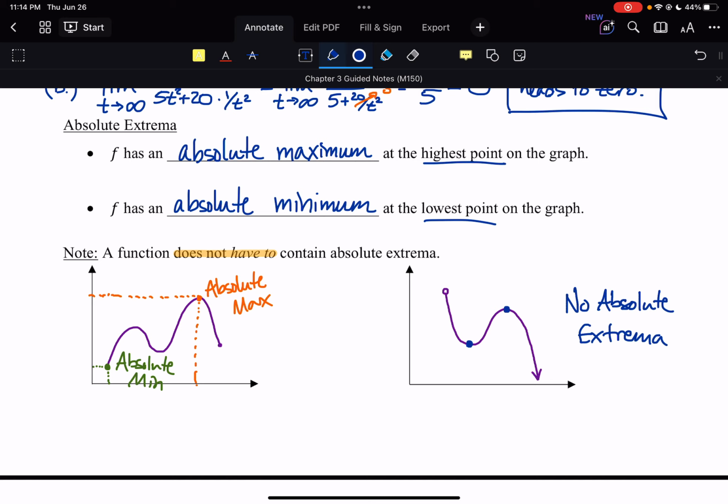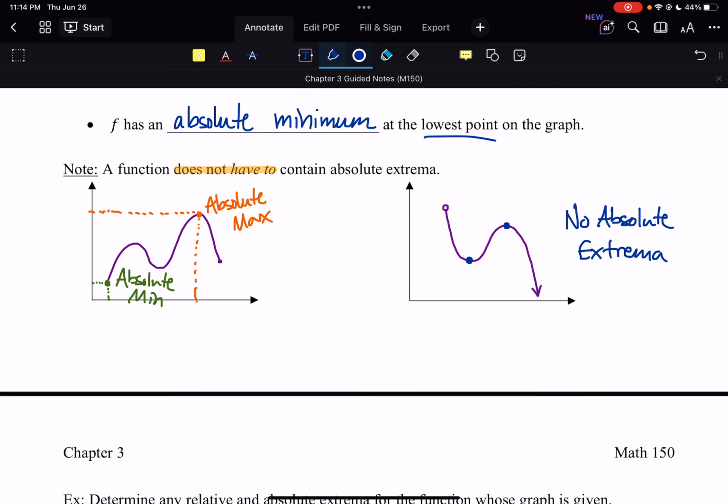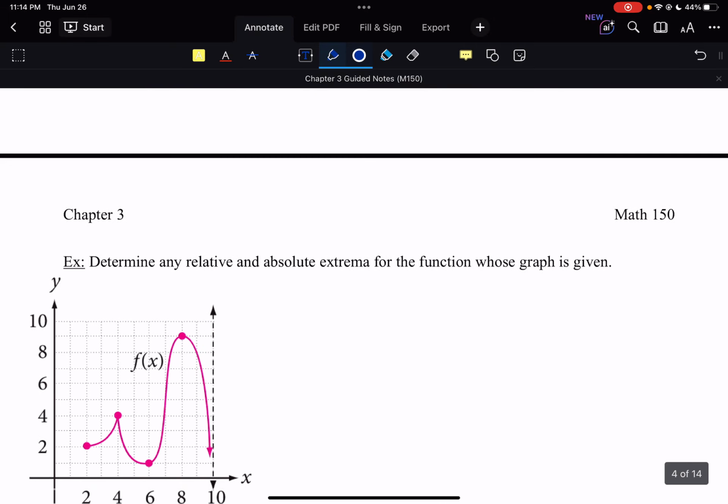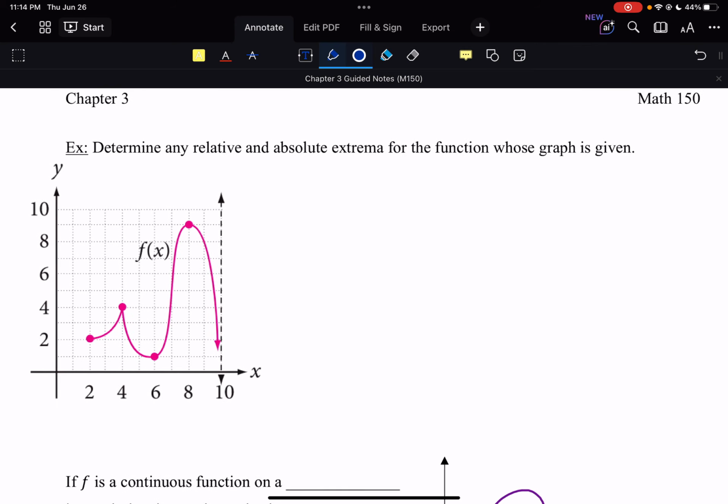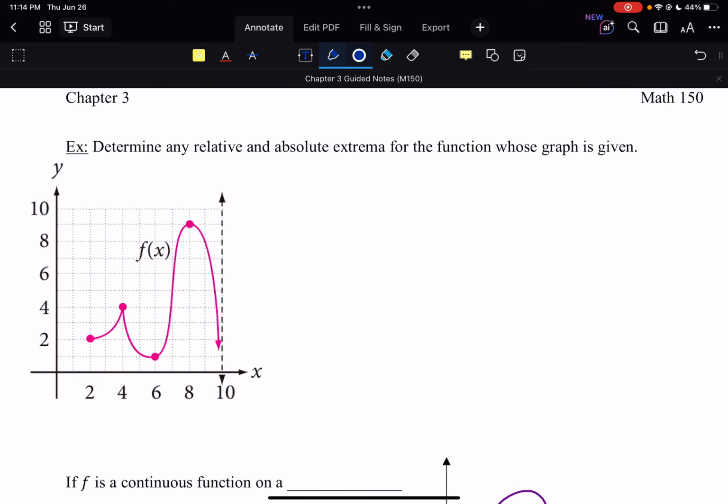Okay. So let's take a look at an example with a pre-made graph. Determine any relative and absolute extrema for the function whose graph is given. Okay, so we're going to look for relative maxima, relative minima, absolute max, and absolute min.